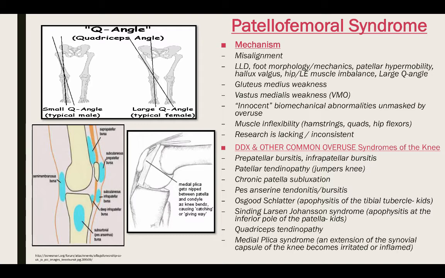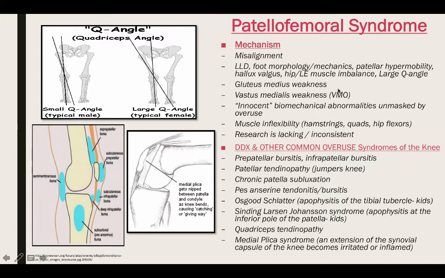So a lot of it can be malalignment, leg length discrepancies, patellar hypermobility, lower extremity muscle imbalance, large Q angle, which is demonstrated over here. I'm not going to test you on how to measure this, but people who are a little bit more knock-kneed or who have wider hips tend to have a large Q angle, and they have a higher likelihood of having patellar maltracking and patellofemoral syndrome because it's hard to keep that patella in that groove versus people who have a smaller Q angle. And I think this is why women have it more, because we have a wider shaped pelvis and typically a little bit more hypermobility as well.